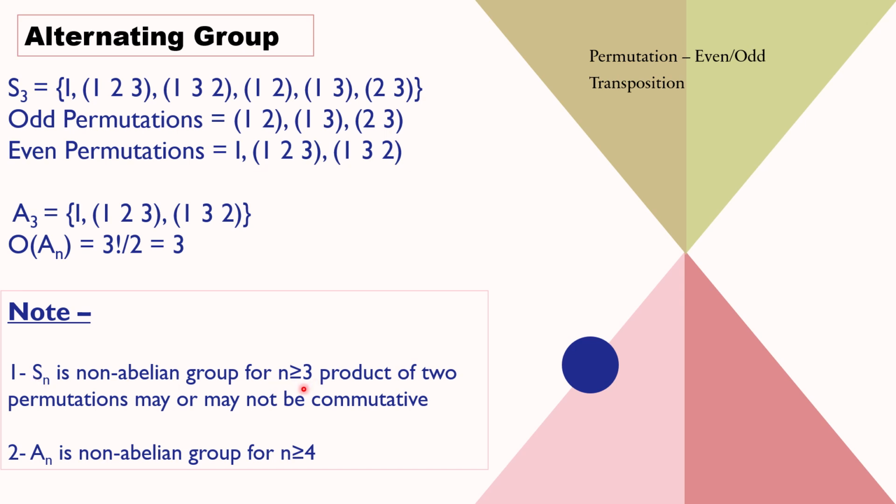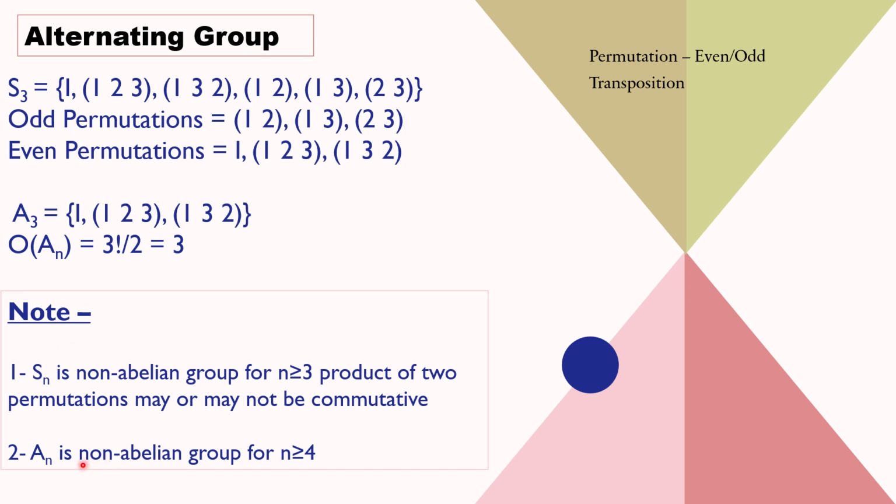This means that S3, because we are saying greater than or equal, so if n is equal to 3, that is S3, which we just talked about, is a non-abelian group. That is, FG is not equal to GF. Okay, that's basically what it means. It's not commutative. So S3 is non-abelian. Only S1 and S2 are abelian. S3, S4 and so on are non-abelian groups.